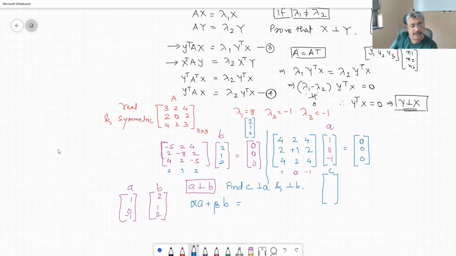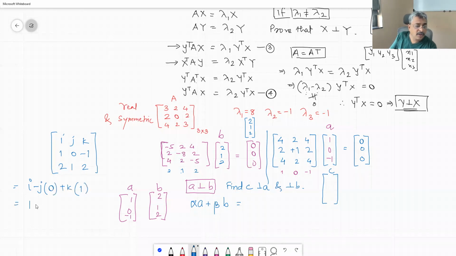Let me check whether I get it by cross product. i, j, k, 1, 0, minus 1, 2, 1, 2. This is equal to i into 0 plus 1, that is i, minus j into 2 minus 2, which is 0, plus k into 1 minus 0, which is 1. So i plus k is yet another vector which I have got. Let me try 1, 0, 1.